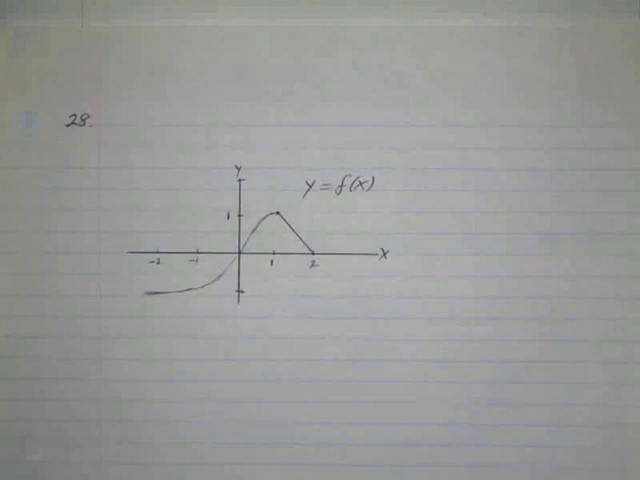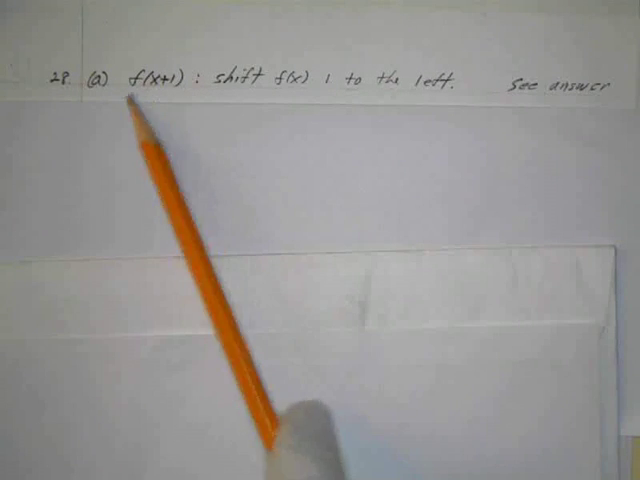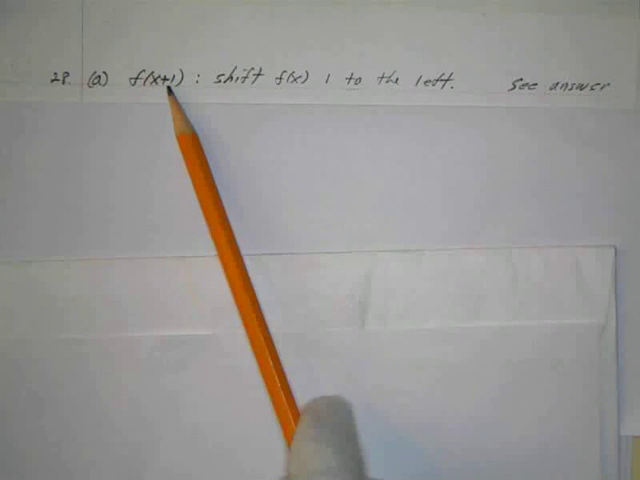And the first thing they gave you was they wanted you to sketch f of x plus 1. All right, f of x plus 1. Well, we know from our experience, we're just basically shifting. If it's f of x plus 1, we're just shifting it 1 to the left. So that's all you have to do, shift 1 to the left. And I just said see the answer because it was pretty much right like that.